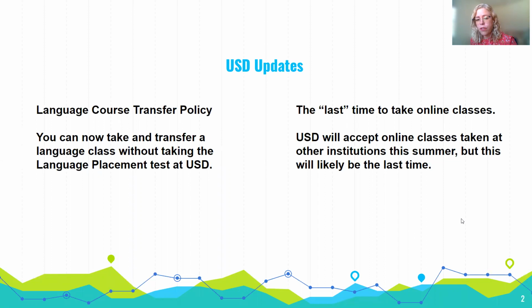Also, this might be the last semester, the last summer, that you are allowed to take online courses at other institutions and transfer them to USD. So we're going to go through this summer and then it will be over. So if you want to take statics at community college in Bakersfield, you're welcome to do that this summer. Again, make sure you get a transfer articulation request approved.